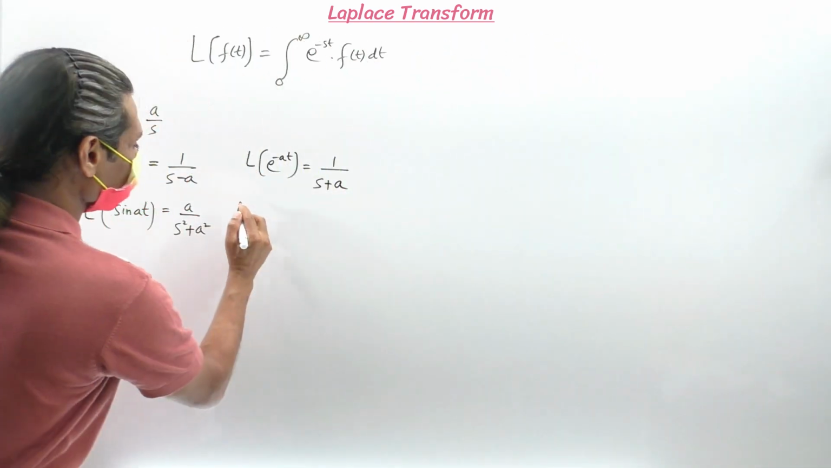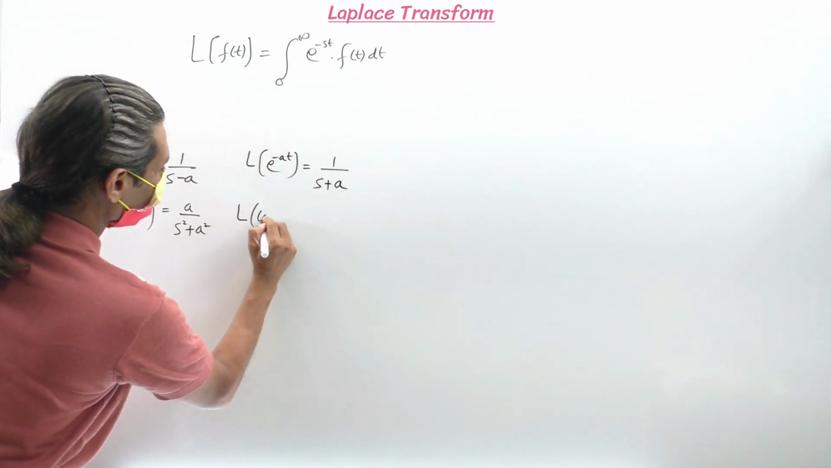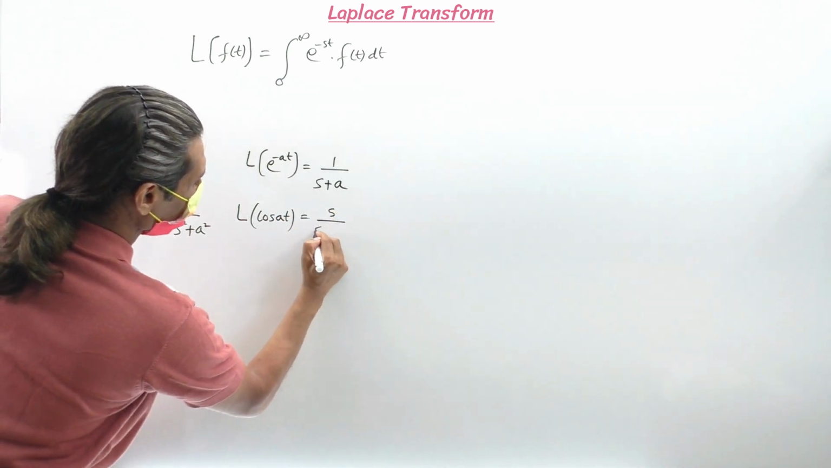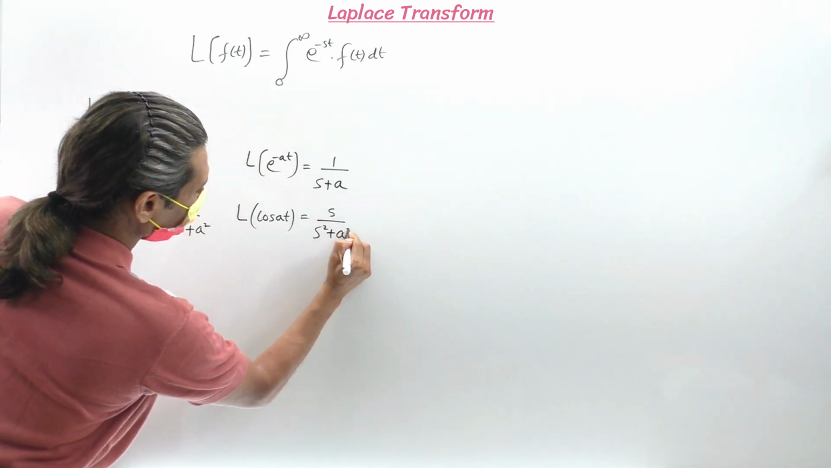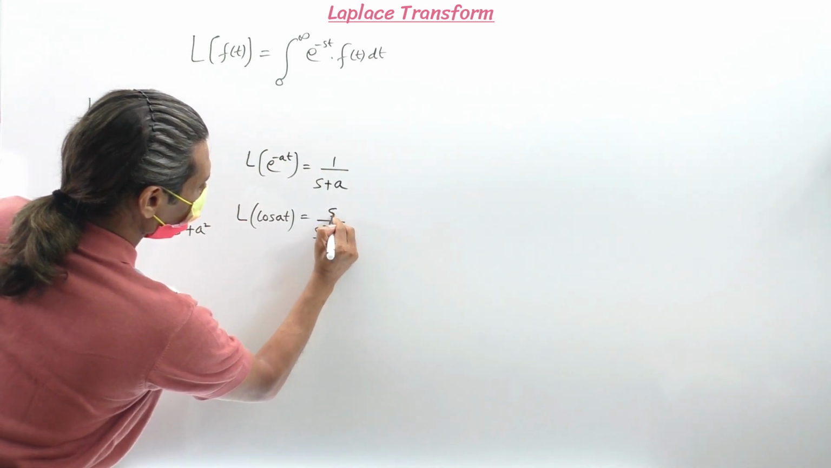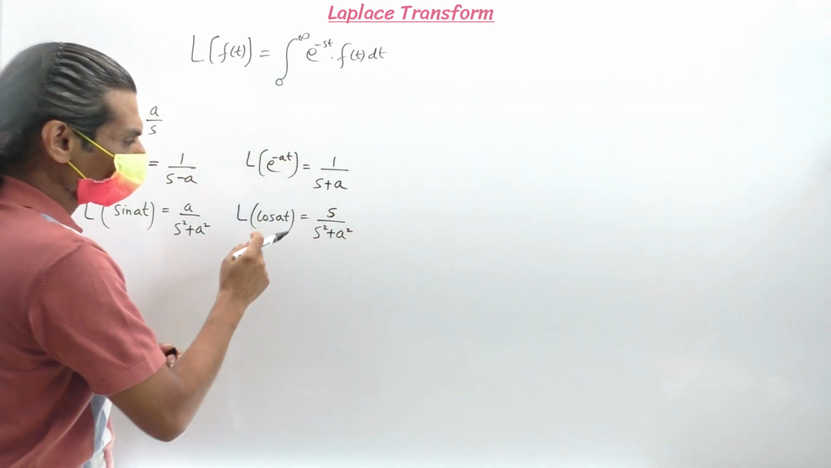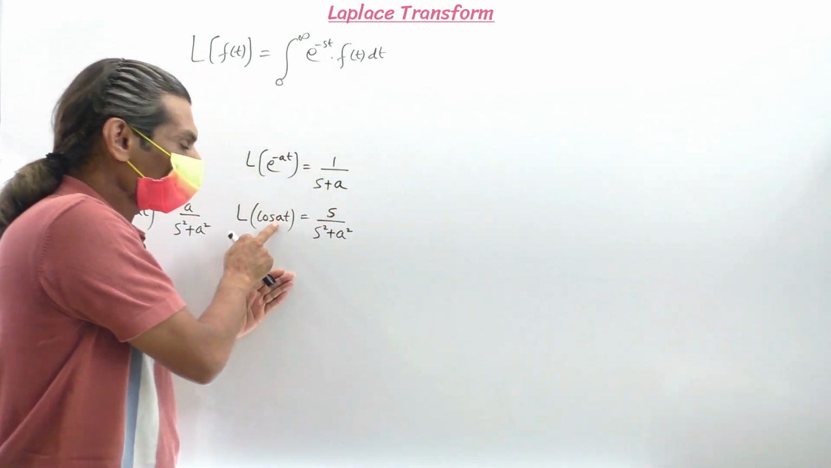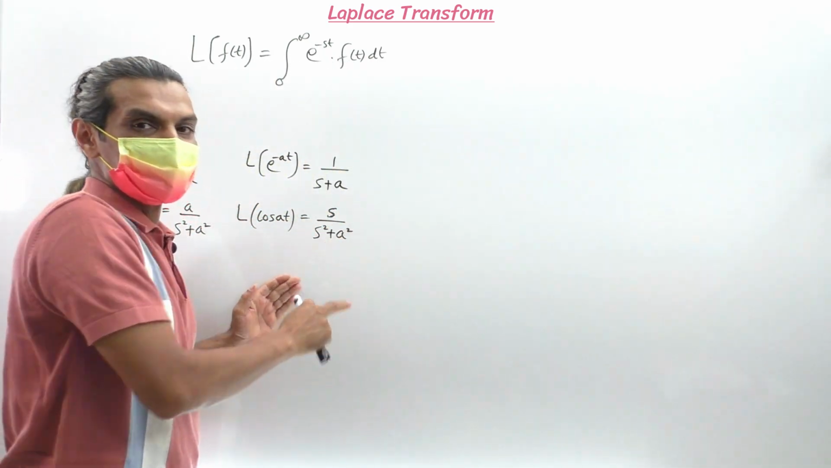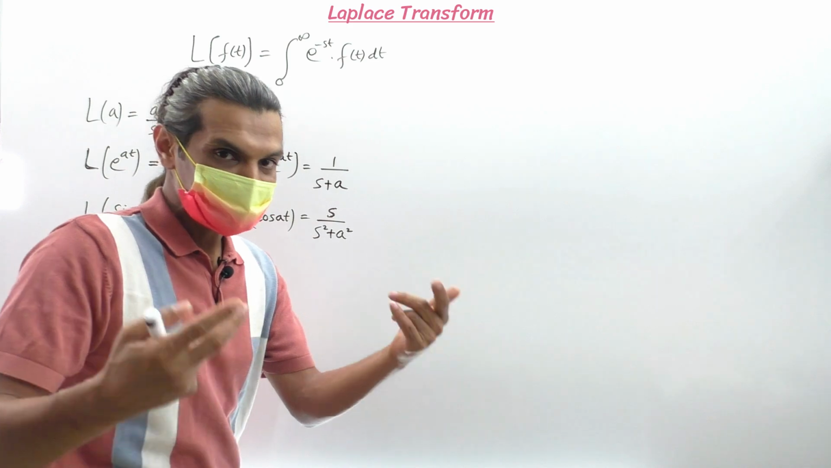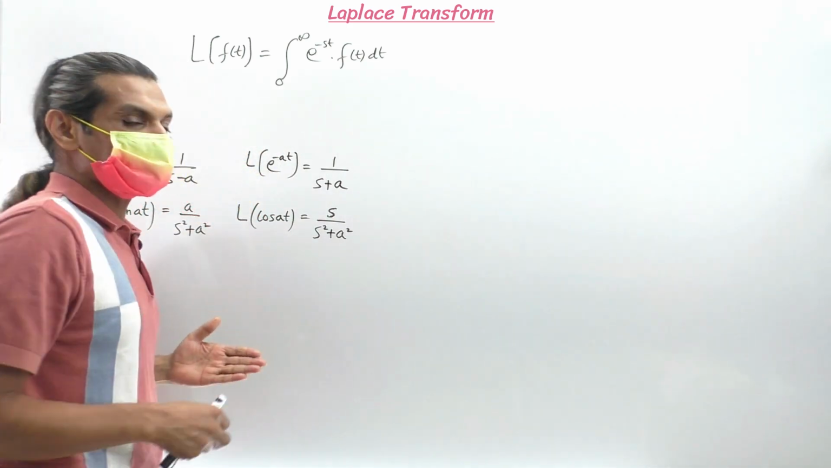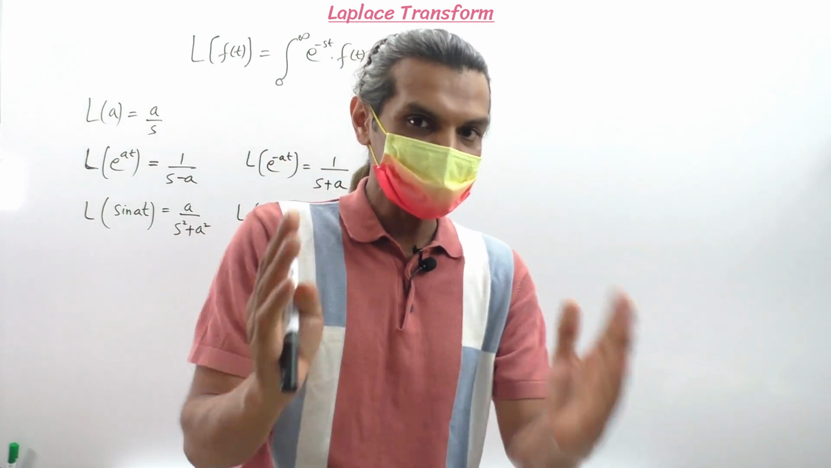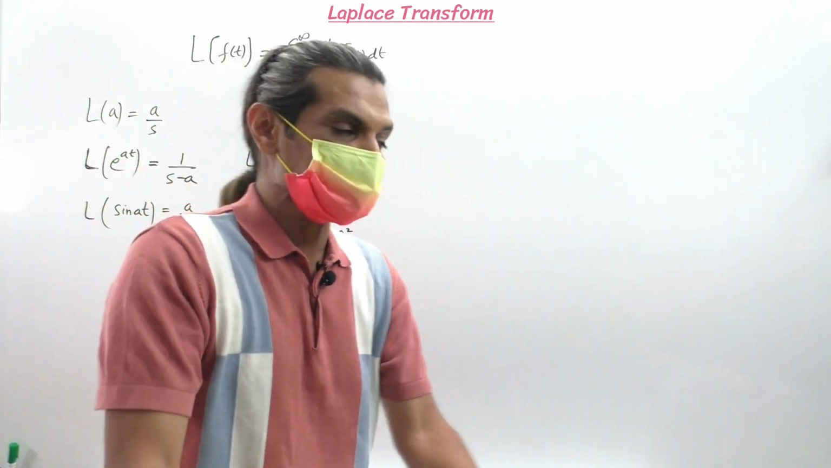Next, Laplace of cos at will be s by s square plus a square. So, Laplace of cos 4t, say, what is a? 4. So s by s square plus 4 square, which is 16. That's it. Laplace of cos 5t is s by s square plus 25. Pay attention to what I'm saying here.